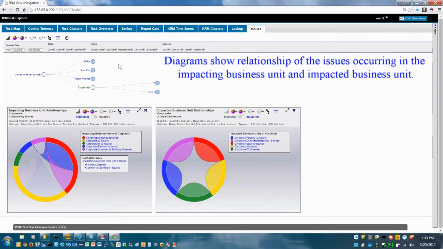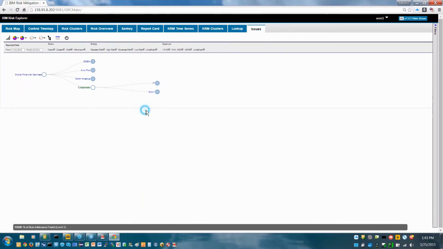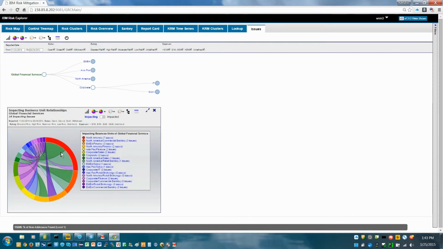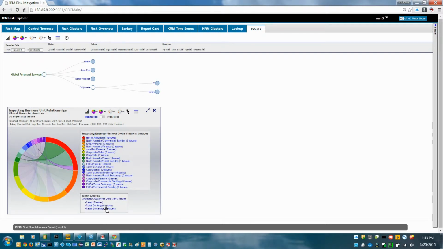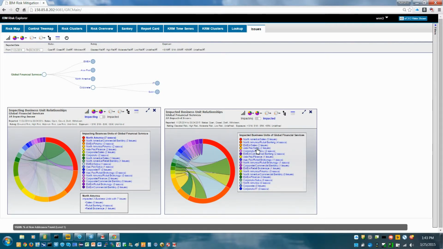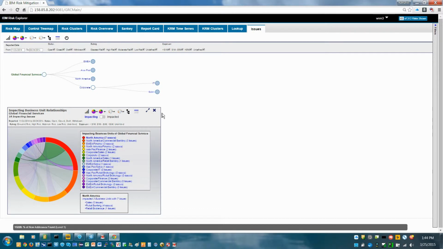Now let's take a look from the other perspective. Here we see that the issues contained in these business units only affect themselves. If we switch from corporate now up to global financial services as a whole, we can see all of the issues and how those distribute. So here in North America, there are 7 issues that break across these child business units. And we can see from an impacted perspective who is the most hurt by these different business units' issues. So here in North American sales, at the bottom, we can see that there are 3 issues in commercial banking and 2 from finance that affected North American sales.